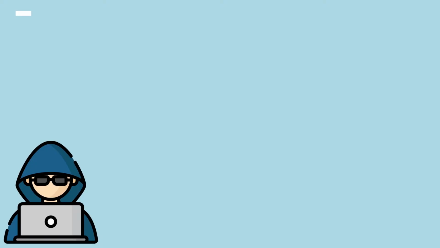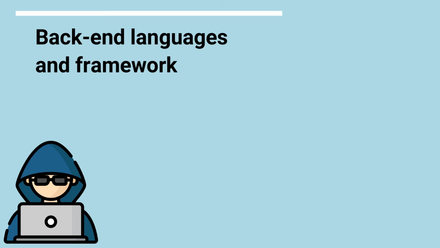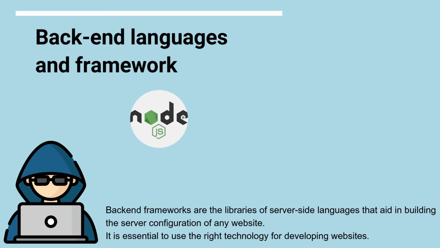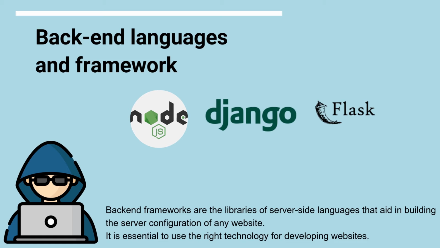Now we will look at some backend languages and frameworks. Firstly we have Node.js and then Python, which is a popularly used language. Python frameworks like Django and Flask are popularly used to create the backend of the application. Then Java provides Spring and JavaServer Faces for backend development. Then C# provides ASP.NET Core and ASP.NET MVC.